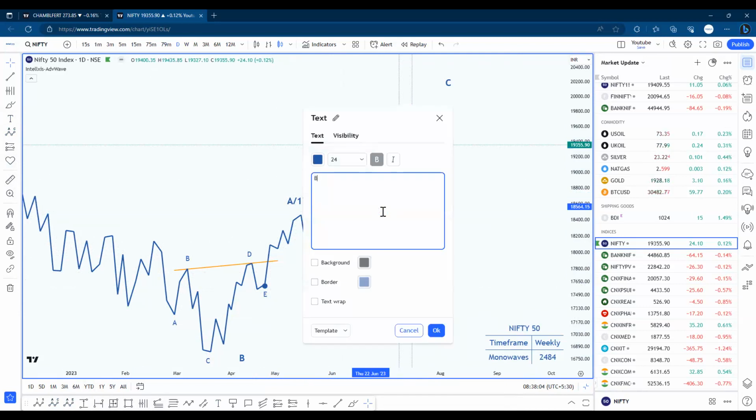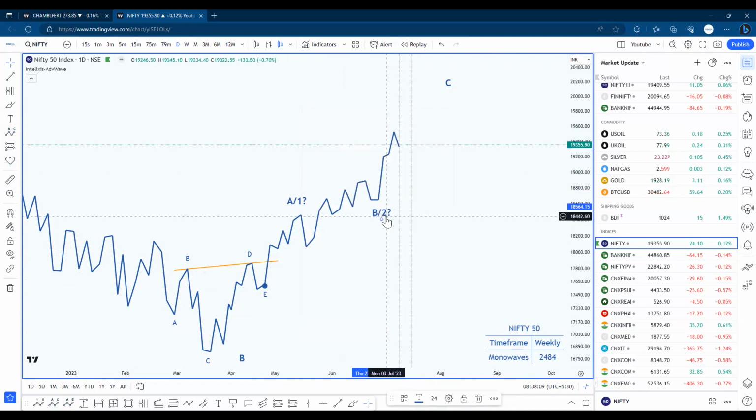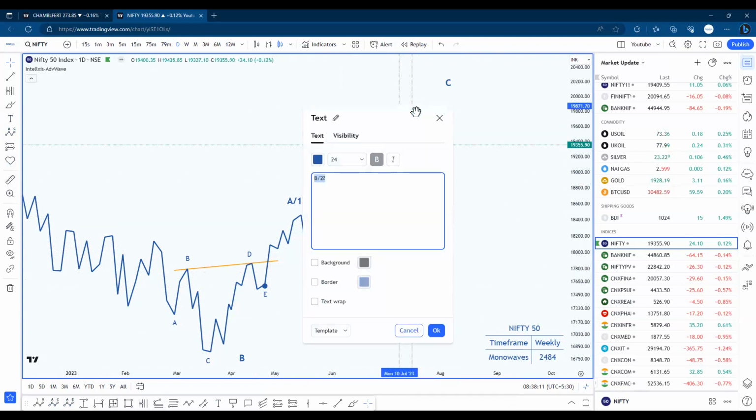Like B and 2, and it's going to be wave C and 3. Okay.